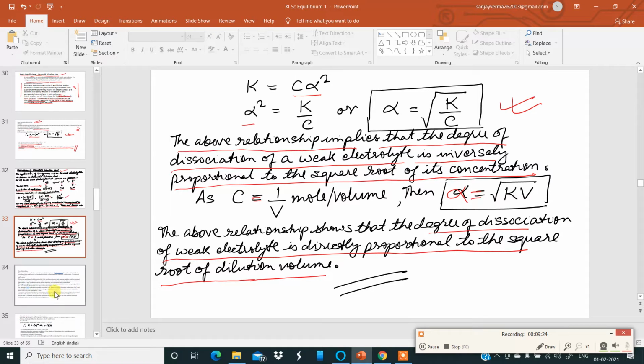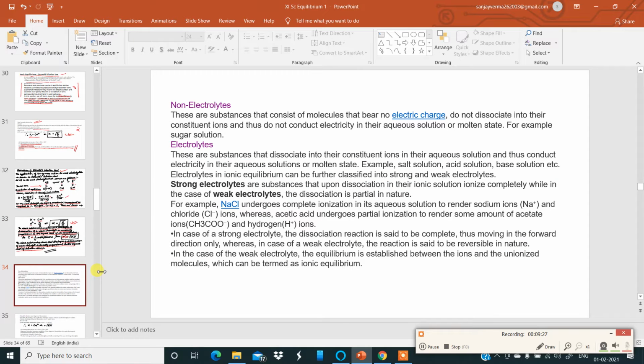Now moving further to the next slide quickly. Non-electrolytes. What are non-electrolytes? These are substances that consist of molecules that bear no electric charge, do not dissociate into their constituent ions, and thus do not conduct electricity in their aqueous solution or molten state. For example, sugar solution. Electrolytes. These are substances that dissociate into their constituent ions in their aqueous solution and thus conduct electricity in their aqueous solution or molten state. For example, salt solution, acid solution, base solution.